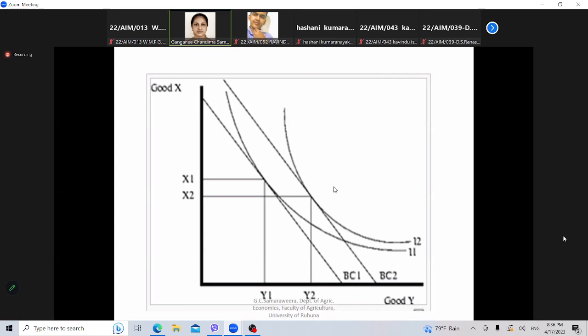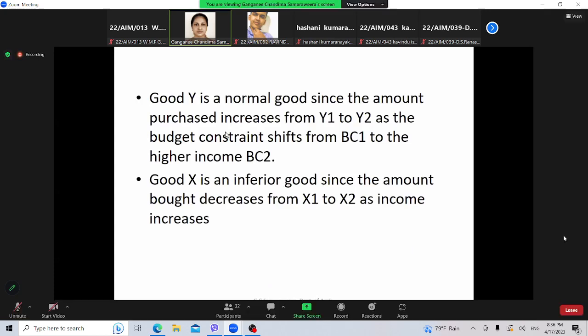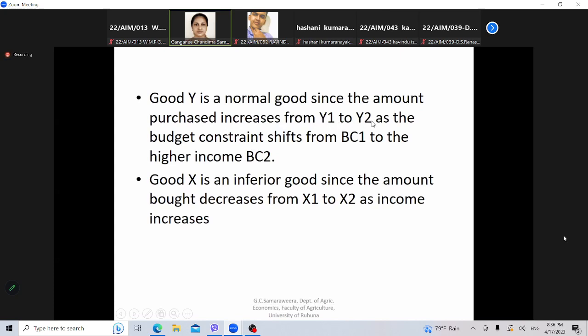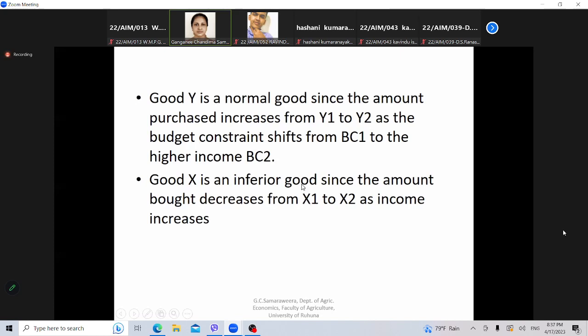Here's the explanation. Good Y is a normal good since the amount purchased increases from Y1 to Y2 as the budget constraint shifts from BC1 to higher income BC2. Budget constraints I will teach you more in future lectures. Good X is an inferior good because the amount of product purchased decreases from X1 to X2 when income increases.